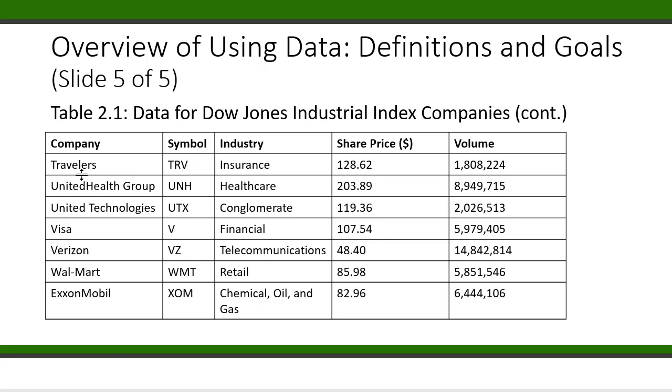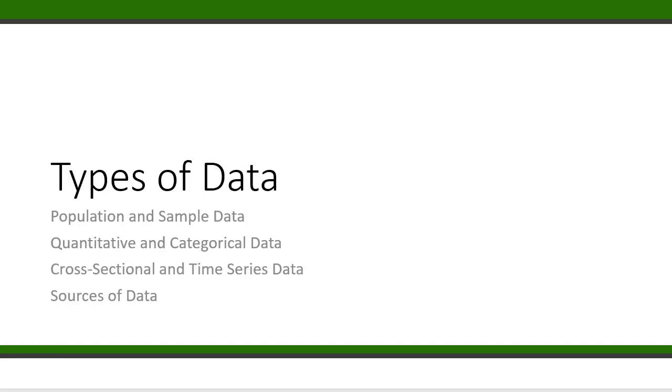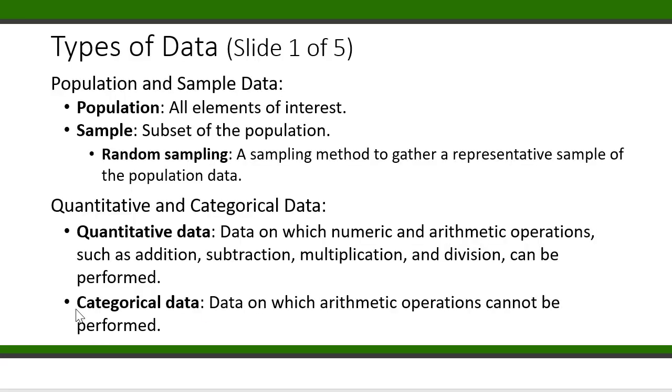And I found that if you had access to these, or if you look in your book, you could grab these and do your own calculations just to make sure you're getting the same results the book got. The next thing we want to talk about are the different types of data. We'll go over the difference between population and sample data, whether the data is quantitative or categorical, what we mean by cross-sectional and time series data, and then source of data.